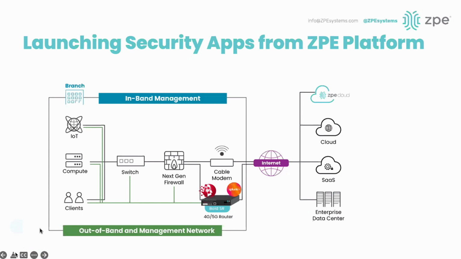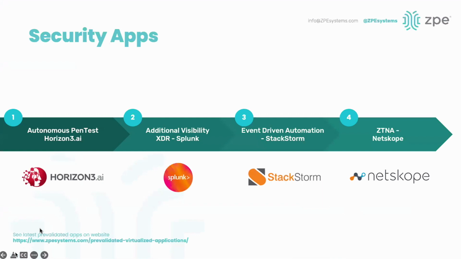So specifically, we're going to look at the following security apps for the demo. They're literally examples of our pre-validated apps. Here at the bottom, you see a URL. If you want to see all the different apps which we currently have validated already, then you can just go there. For the demo, I'm going to specifically look at Horizon 3, which provides autonomous pen tests to enterprises.